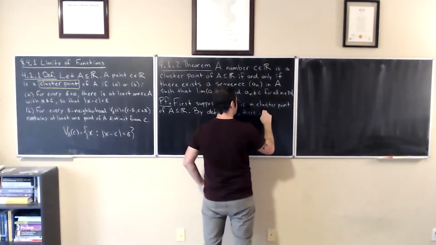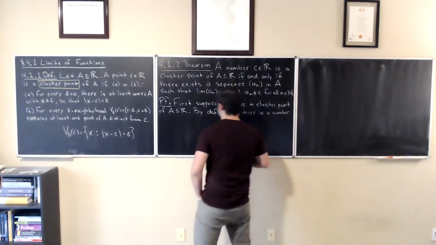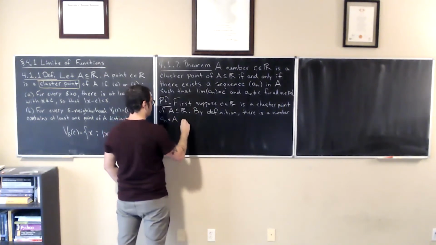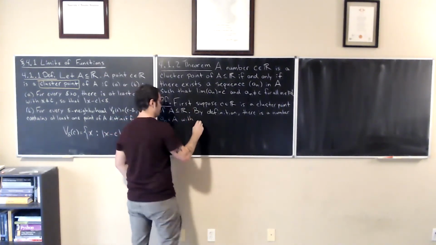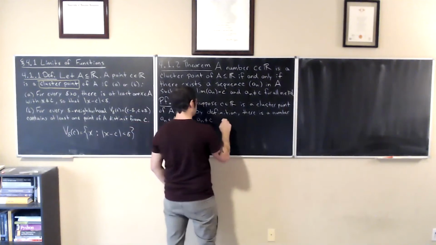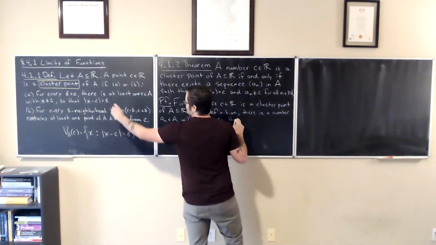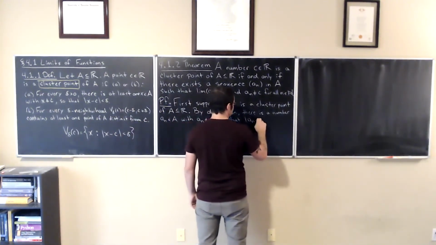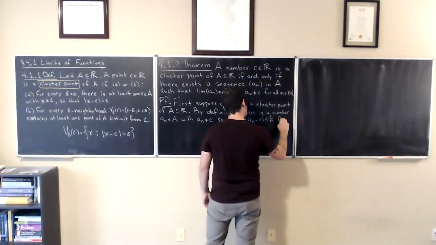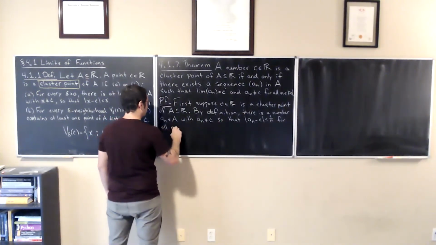So by definition, there is a number, I'm going to call it a sub n, in A with a sub n not equal to C, so that the distance from a sub n to C is at most 1 over n for all n that are natural numbers. So for all natural numbers n.